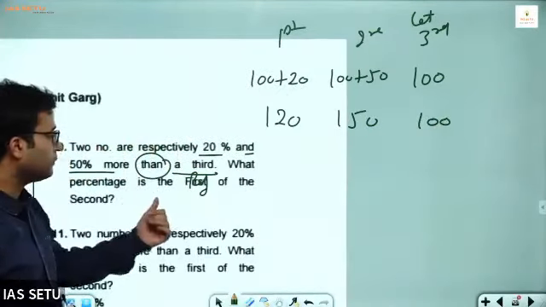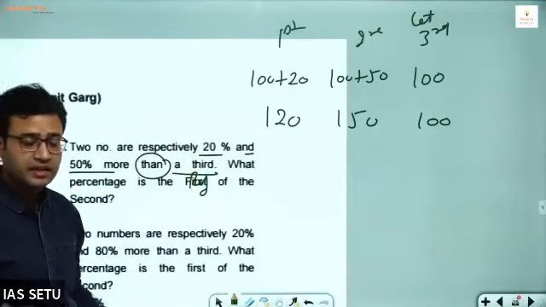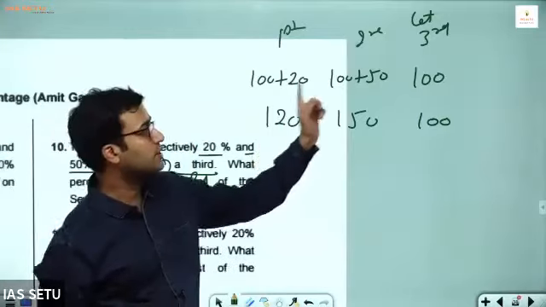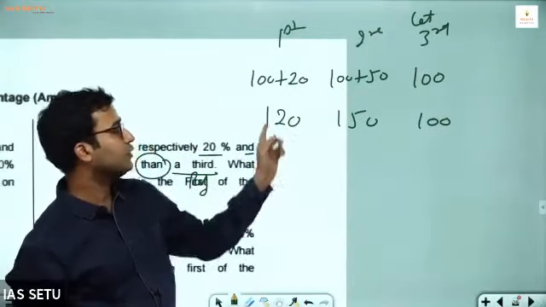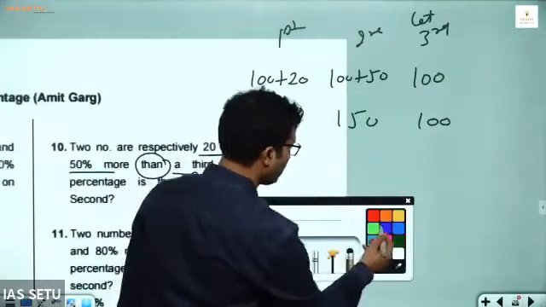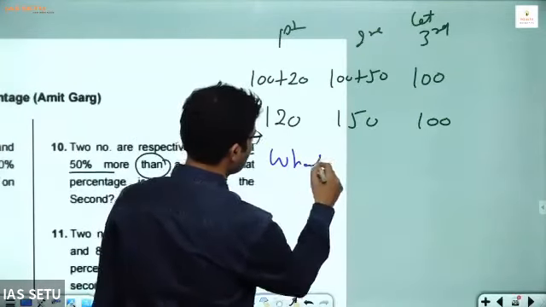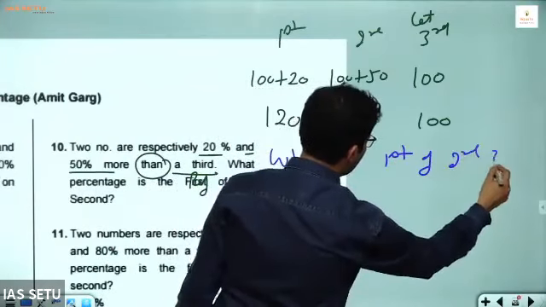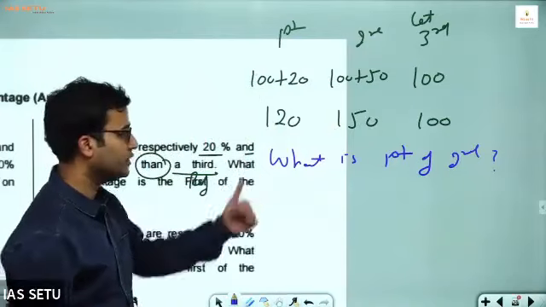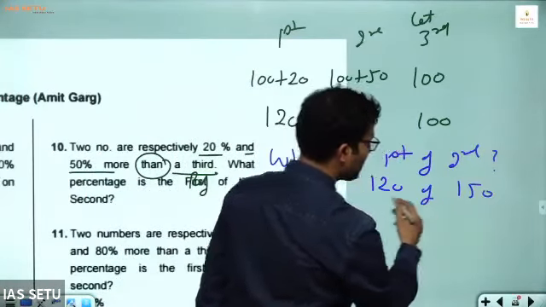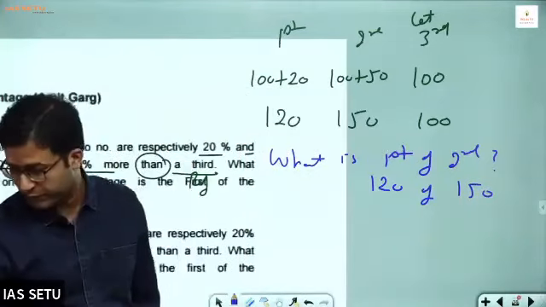Then the question asks what percentage is the first of the second. They can ask 6 different questions. What percentage is first of second? What percentage is first of third? Second of first number? Second of third number? And so on. I write the question here: what percentage is first of second? What is the first number? 120. What is the second number? 150. It is asked 120 of 150.